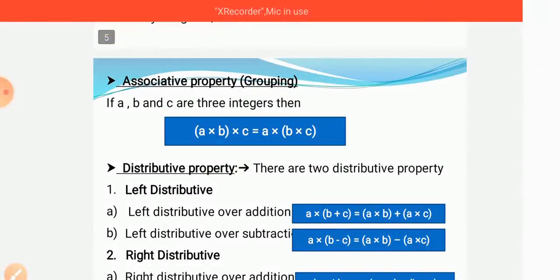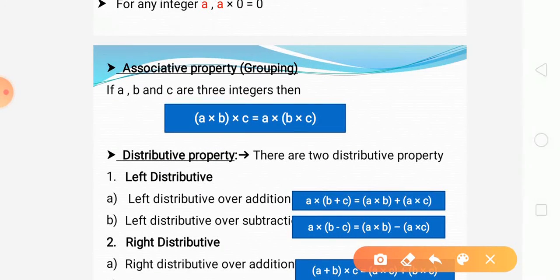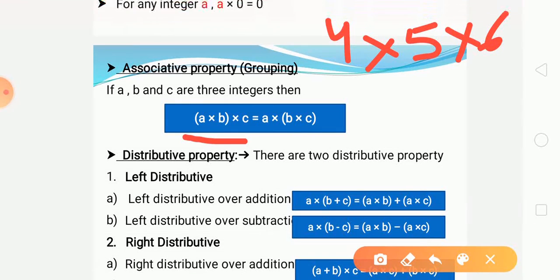Next is associative property. Again, associative means grouping. If A, B and C are three integers, then A into B into C is equal to A into bracket B into C. What does it mean? Let's suppose I have to multiply three numbers, that is 4 multiplied by 5 multiplied by 6. So I can do it in any way.